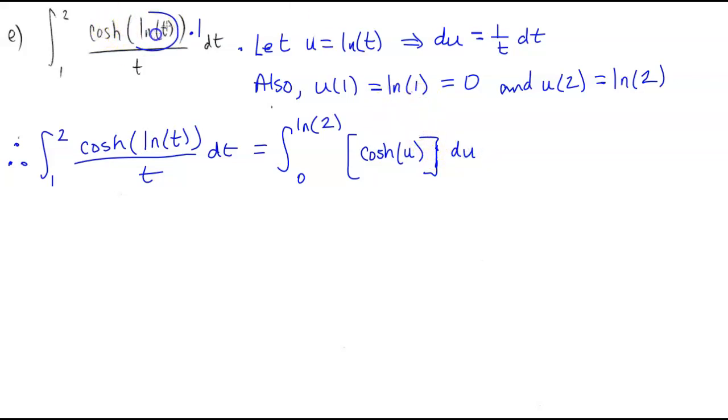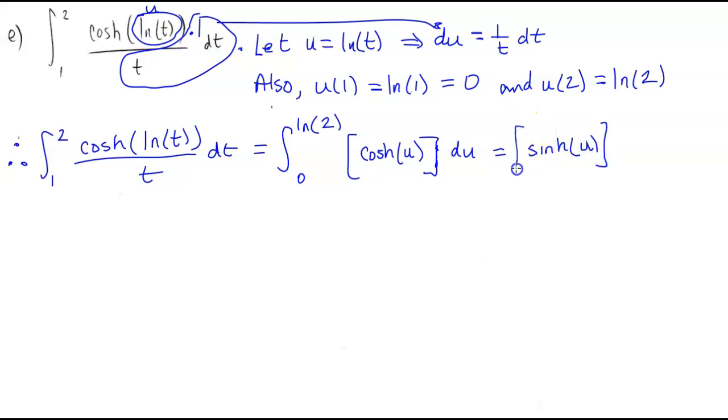So again, just to be clear here, we have this 1 divided by t dt. All of that is what our du is. And of course, this natural log of t here is just what u is. And of course, from there, we know that the antiderivative of cosh u is just going to be sinh u. And we evaluate that from 0 to natural log of 2.